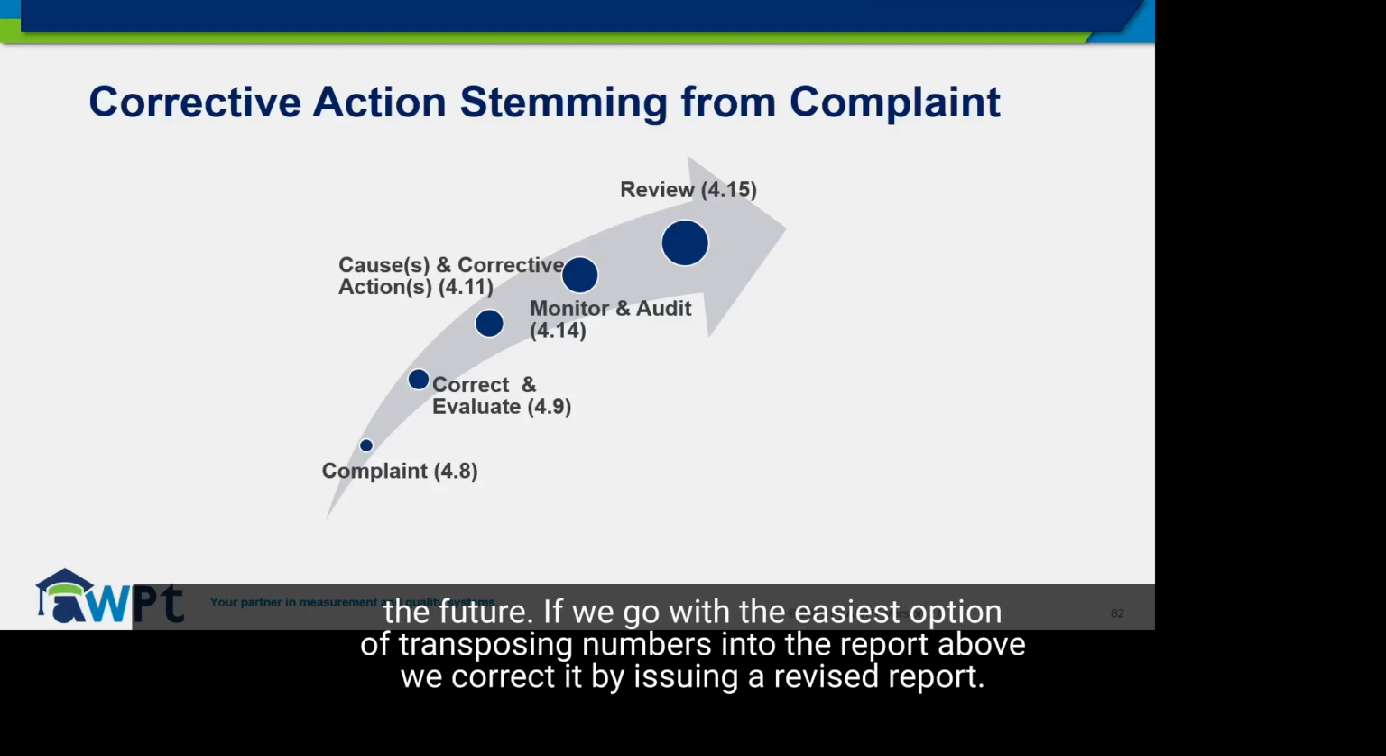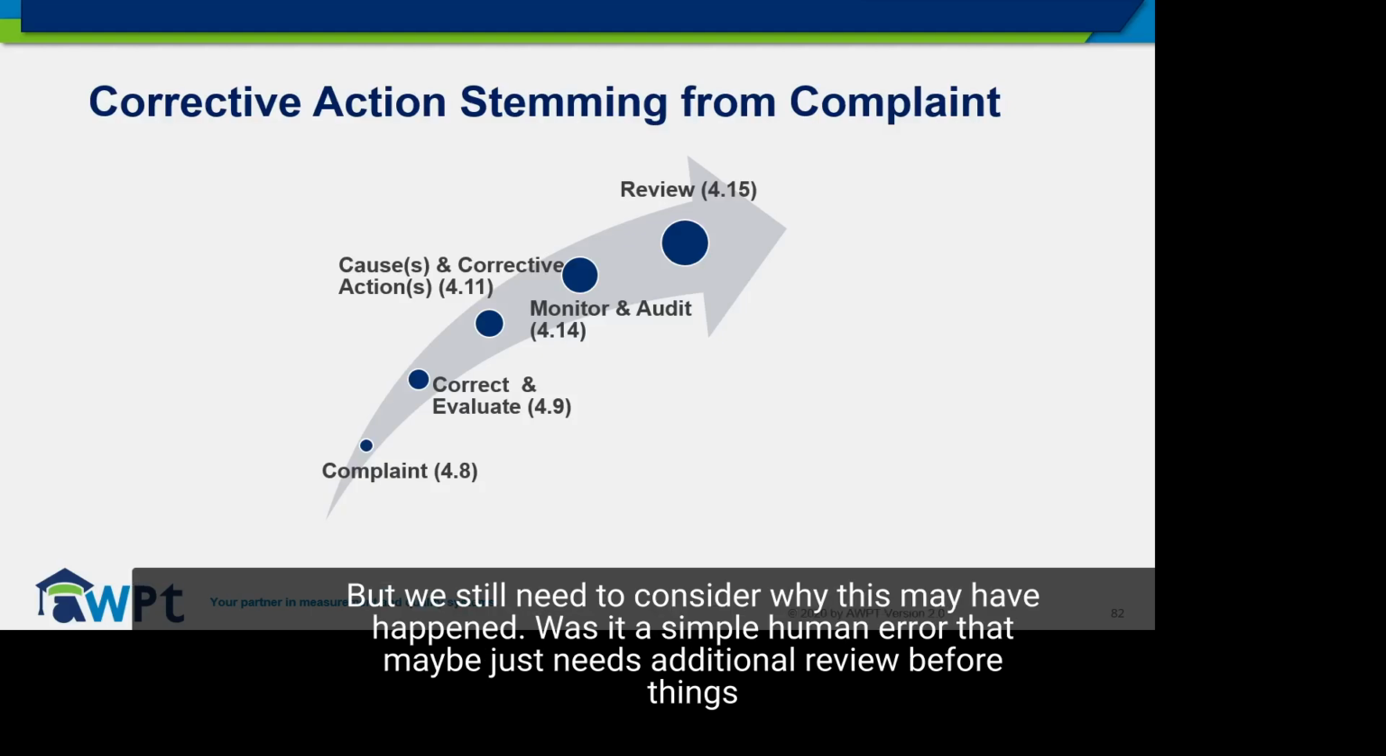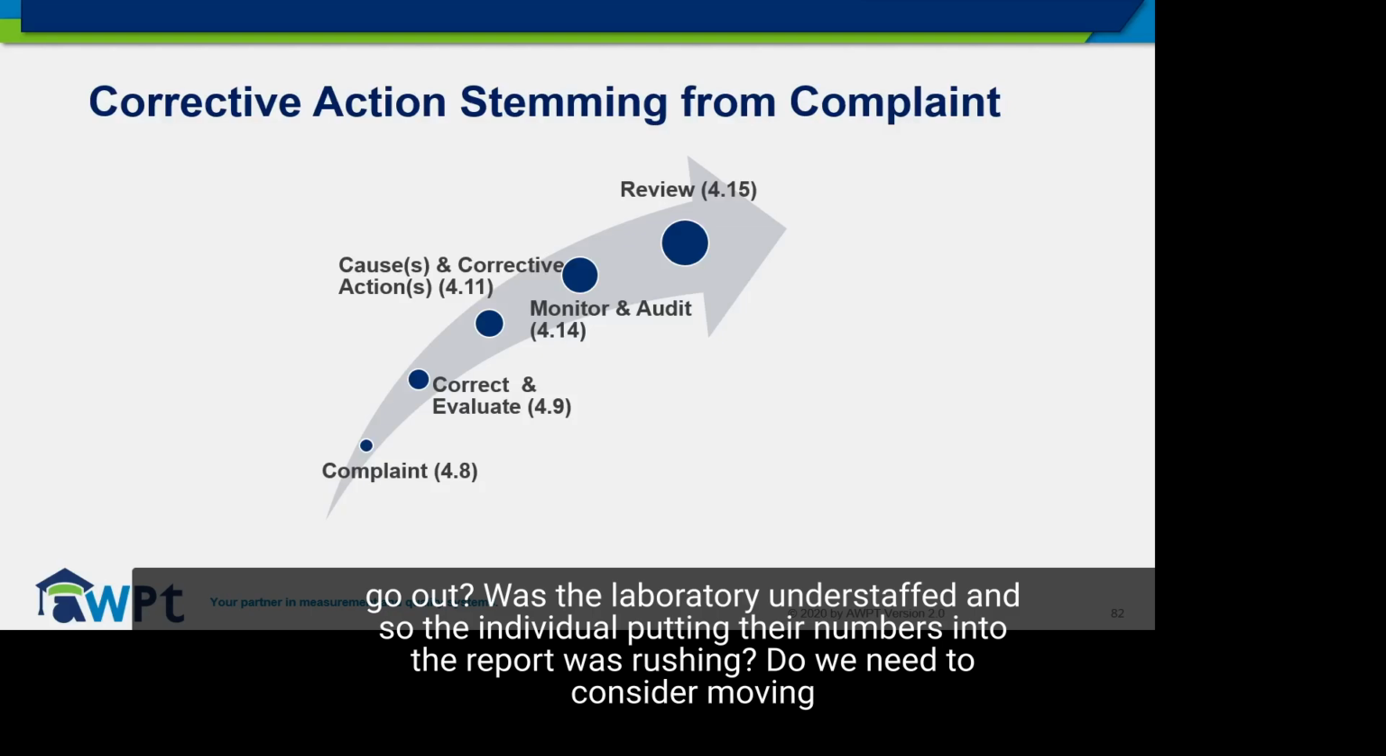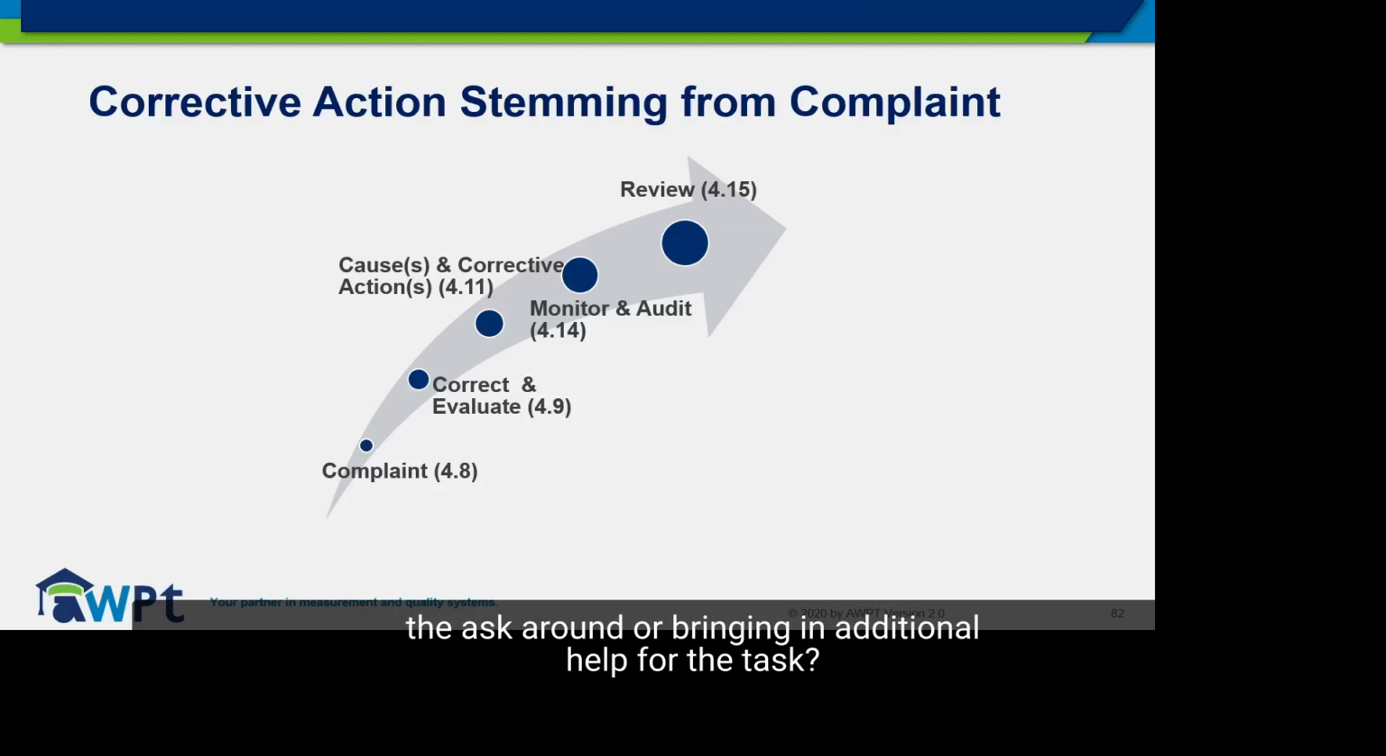revised report. But we still need to consider why this may have happened. Was it a simple human error that just needs additional review before things go out? Was the laboratory understaffed and so the individual putting their numbers into the report was rushing? Do we need to consider moving the task around or bringing in additional help for the task?